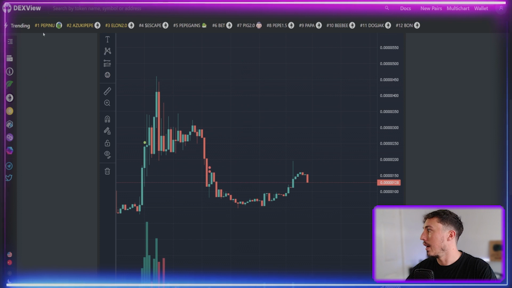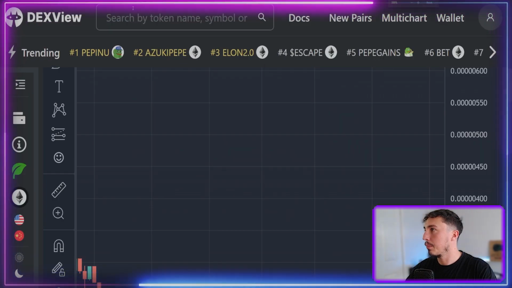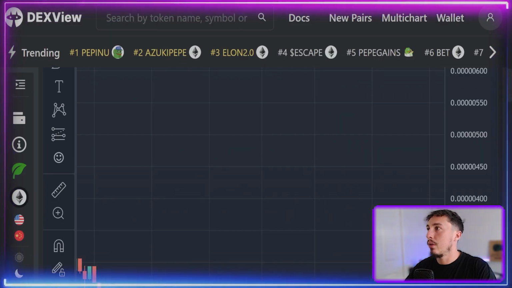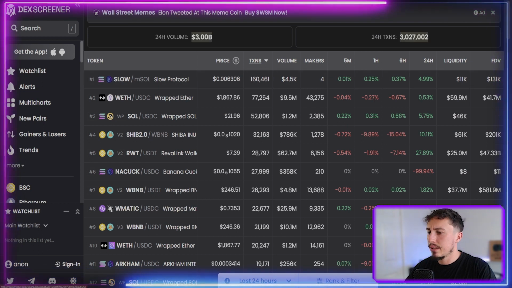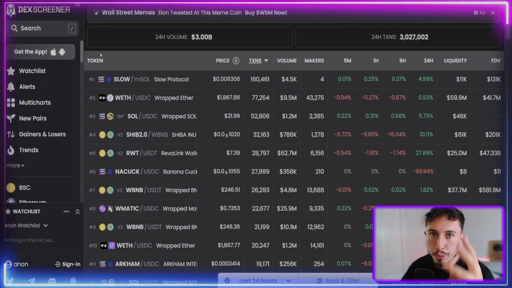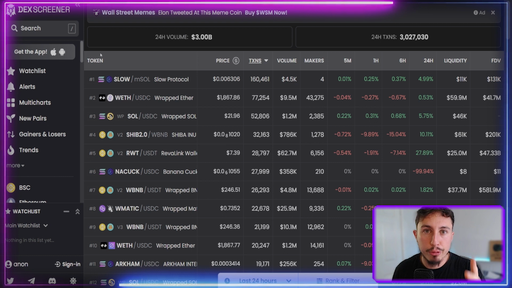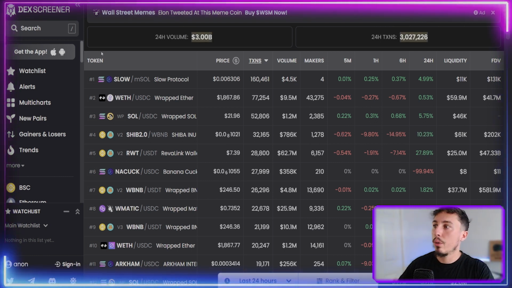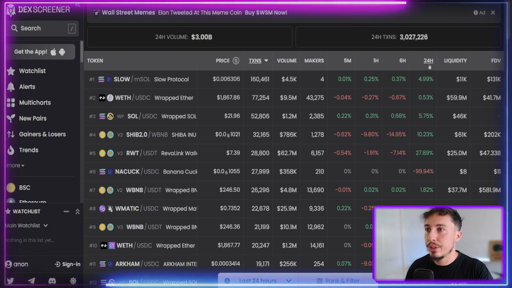So Dex View, another one right here in the top left that you can Google and have a look at in your spare time. A similar site is also Dex Screener. So there's three. There's Dextools, Dex Screener, and also Dex View. These coins will help you find these big gems in the market.